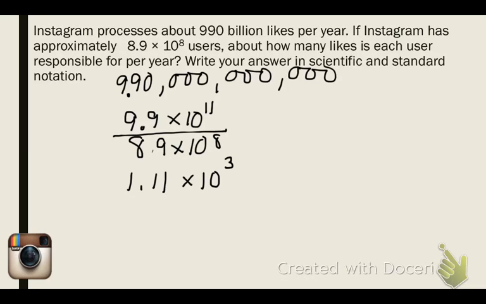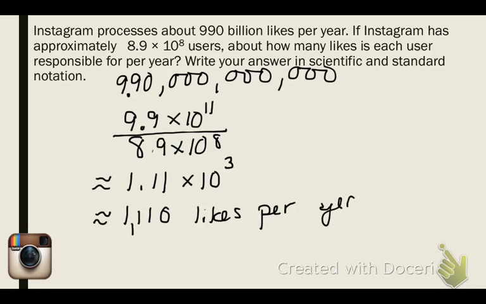In standard, this is approximately, because I rounded, so I'm putting approximately, I'm going to shift my decimal point 3 place values to the right. That's about 1,110 likes per year. Now, if you think about how many times you hit like each day, if you use Instagram, this definitely might be on the low end.